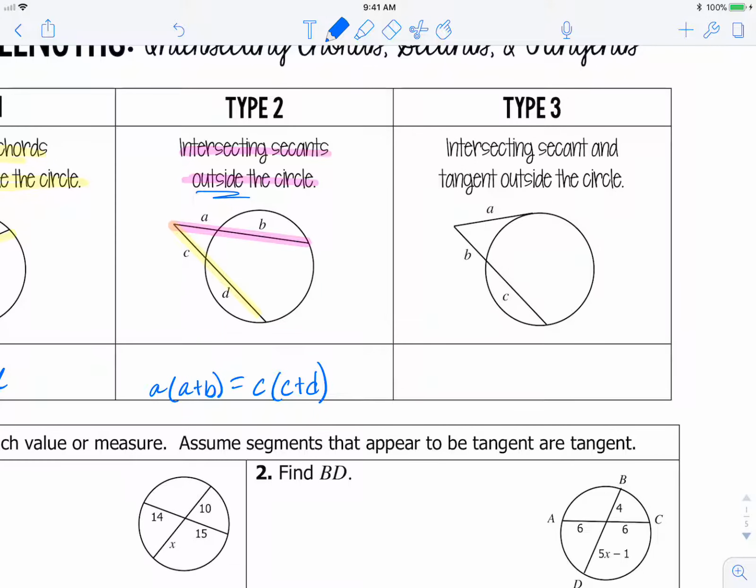Our last type here, intersecting secant and a tangent outside the circle. So it's a tangent and the secant meeting outside the circle. So you have your tangent line, that's going to be A here, and then you have your secant, BC. Then your tangent line is going to be squared, so this is A squared equals B times the same thing as we did on the one before, B plus C.